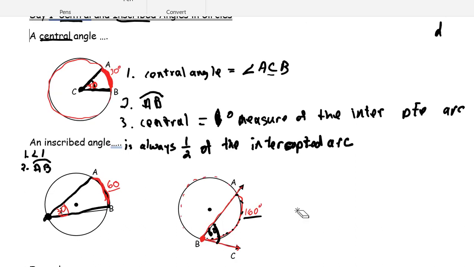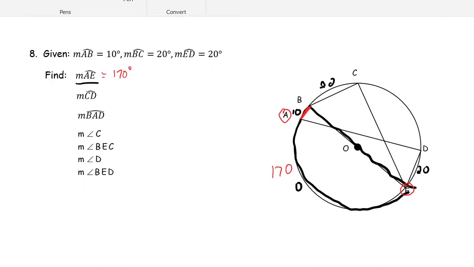All right, arc CD. It's another one of the ones where if you look all the way around this circle, from C to D, it's the only arc that we are missing of the full 360.